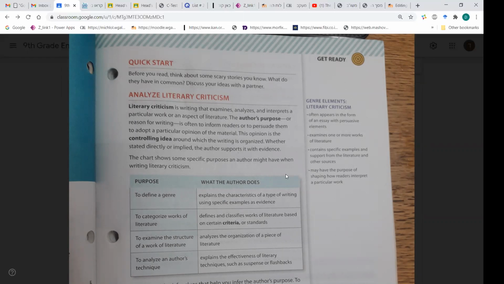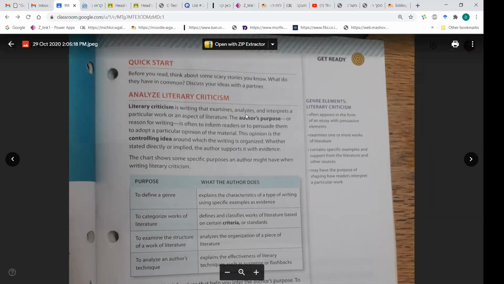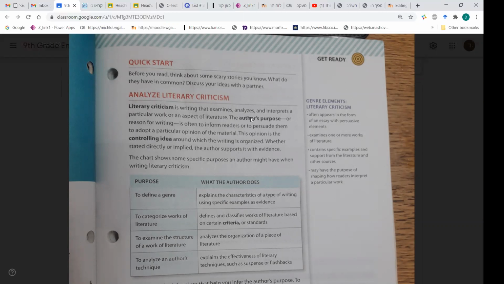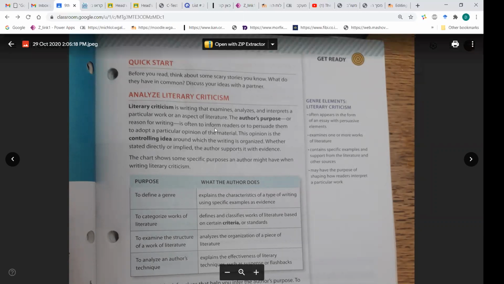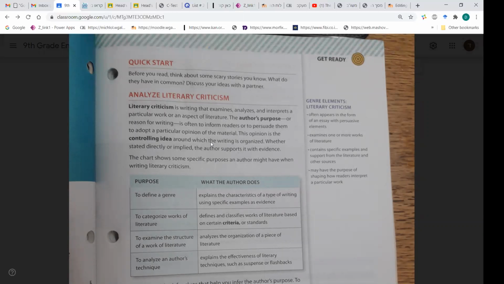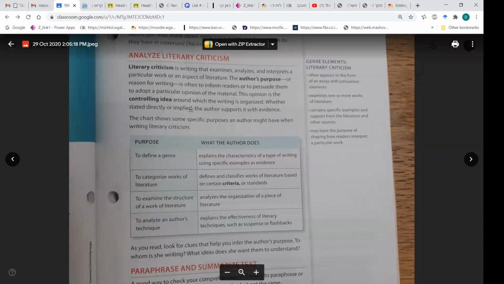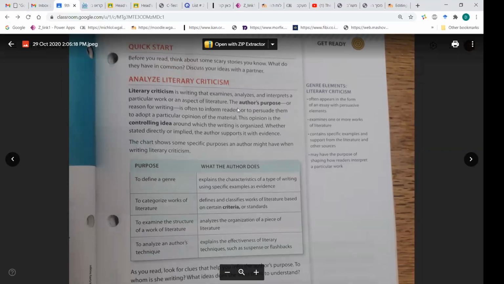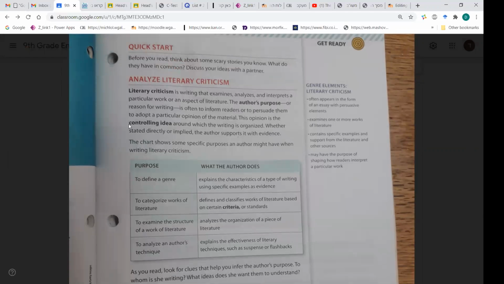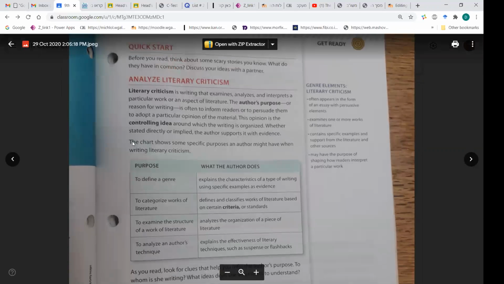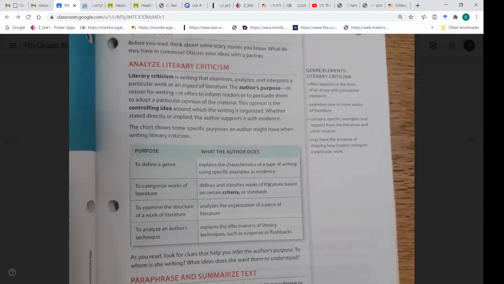Literary criticism is writing that examines, analyzes, and interprets a particular work or aspect of literature. The author's purpose, or reason for writing, is often to inform readers or to persuade them to adopt a particular opinion of the material. This opinion is the controlling idea. These are three terms we want to learn: literary criticism, purpose, and the controlling idea, where the purpose is going. And it's always in the article. The controlling idea is what the writing is organized around, whether stated directly or implied, and the author supports it with evidence.